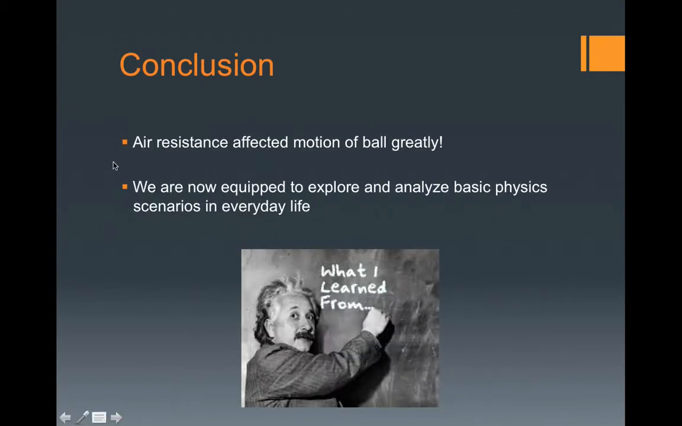So in conclusion, air resistance definitely did affect the motion of the ball greatly. As I said, the ball would have gone about 50% further and would have been in the air for about 50% longer. So that's a pretty significant impact, although it was being thrown straight into the wind, which the weather report said was around 15 miles per hour. We can also conclude from this experiment that after taking Physics 1, we're now equipped to explore and analyze basic physics that we see in everyday life. So that's something pretty cool that we can take from this course.